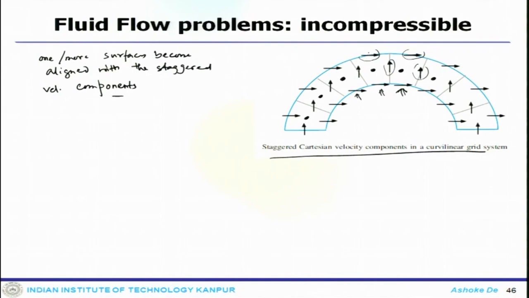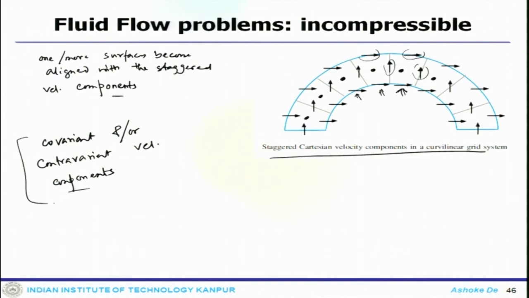Now, one can think about a better alternative to use some sort of covariant and or contravariant velocity components. So, if you use covariant and contravariant velocity components, then you can avoid this kind of alignment with the surface.